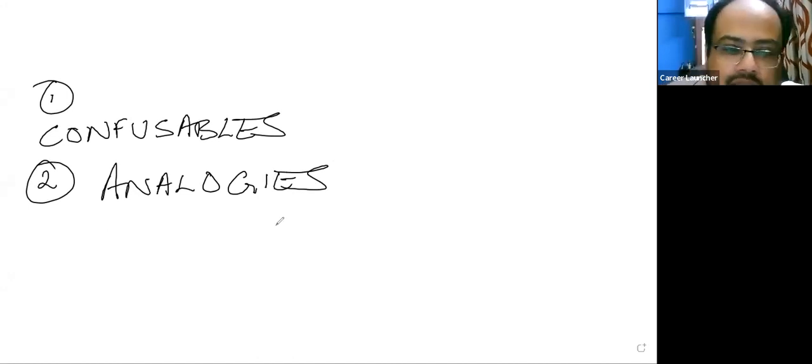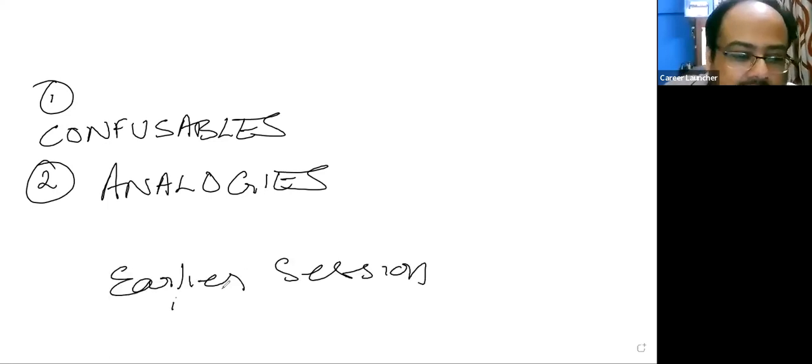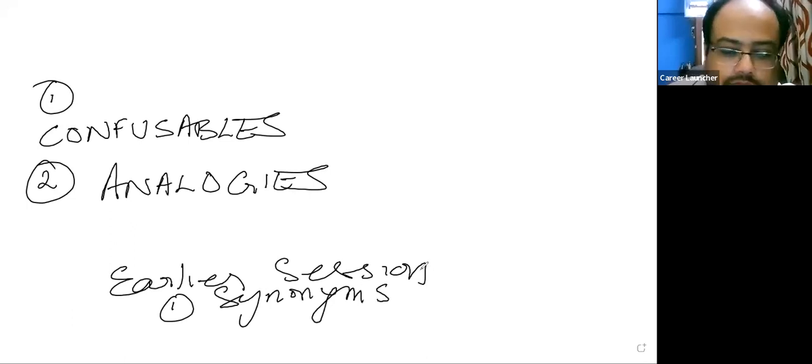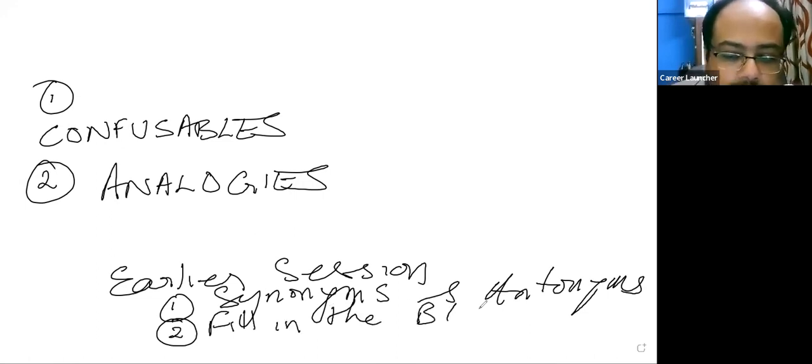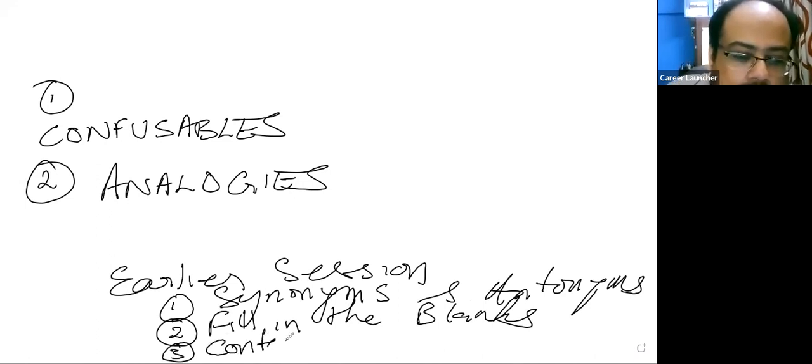If you recall, in the first session on vocabulary, that is in our earlier session on vocabulary, we had discussed synonyms and antonyms, and we had discussed fill in the blank, and we had discussed a few questions, not a lot, but a few questions on contextual usage.